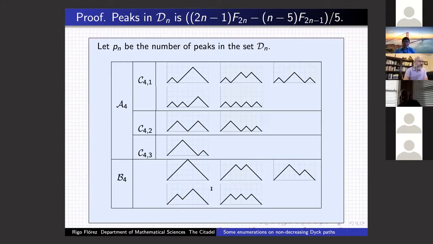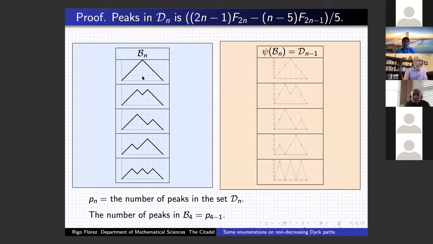Let's count first this part, how many peaks here. The idea is, because we don't have valleys at ground level, we can take out, delete this step up and this step down, and we send that one into this. We do the same here and for all of this. When we do that, we observe that we keep the same number of peaks. So this variation doesn't affect the number of peaks.